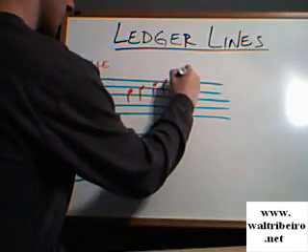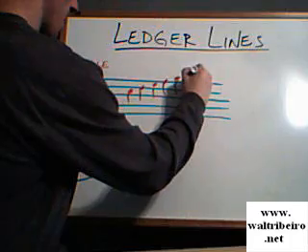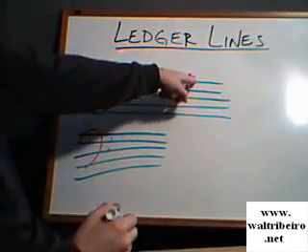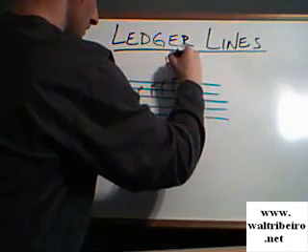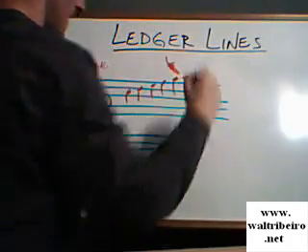So now, when you see a note here, and you have it keep on going up, you'll see this a lot of times. That line right there, that's your ledger line. So your ledger line is that little line right there.